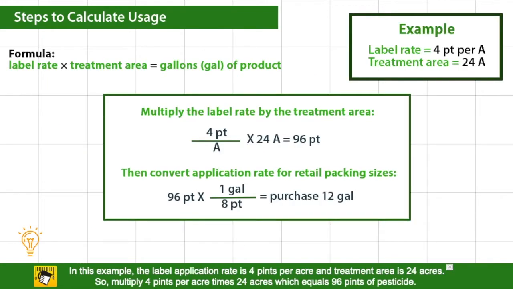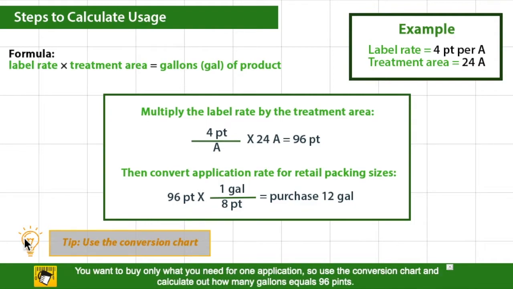In this example, the label application rate is 4 pints per acre and treatment area is 24 acres. So, multiply 4 pints per acre times 24 acres, which equals 96 pints of pesticide. You want to buy only what you need for one application, so use the conversion chart and calculate out how many gallons equals 96 pints.